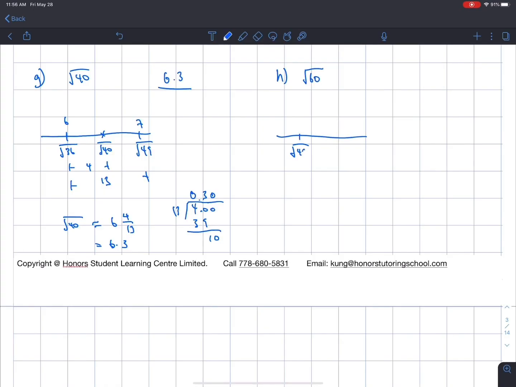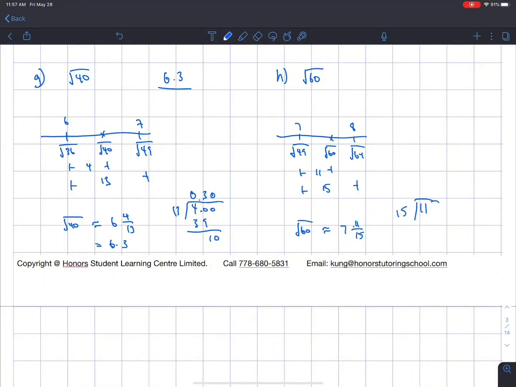H, square root of 60. Square root of 49 is 7. Square root of 64 is 8. Square root of 60 is in between them. From 49 to 60, the distance is 11. From 49 to 64, the distance is, I can just subtract them, I get 15. So square root of 60 is roughly equal to 7 and 11 over 15.